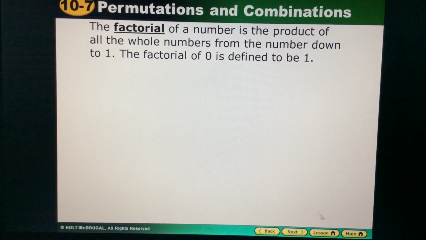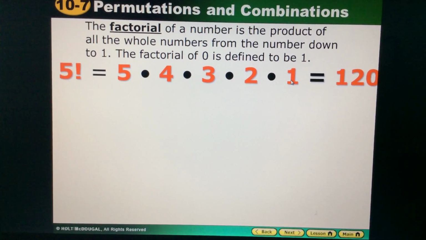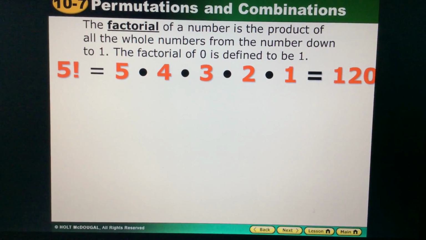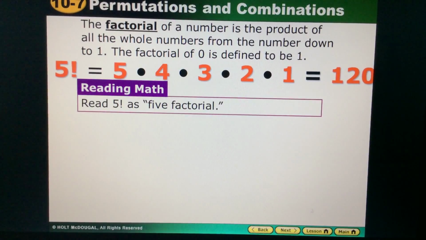All right, so a factorial, and you may have seen this before, of a number is the product of all the whole numbers from the number down to 1. The factorial of 0 is defined to be 1. So let's look at an example. 5 factorial means 5 times 4 times 3 times 2 times 1, which if you multiply that all together is 120. And that is read 5 factorial.